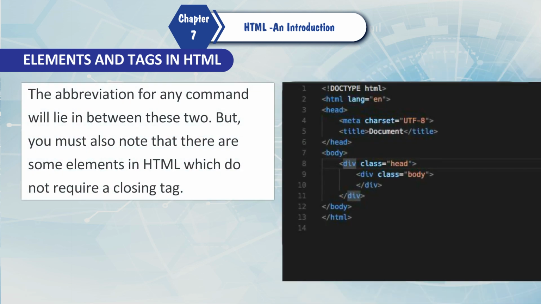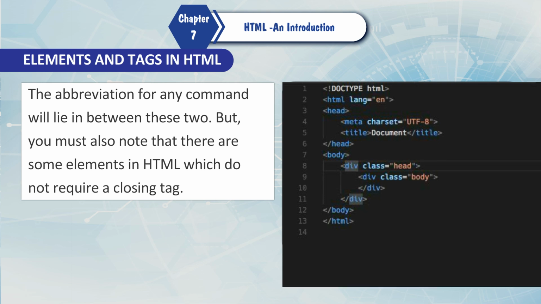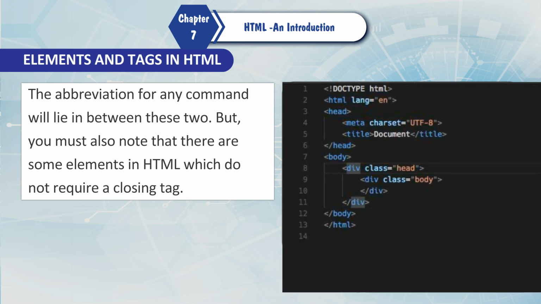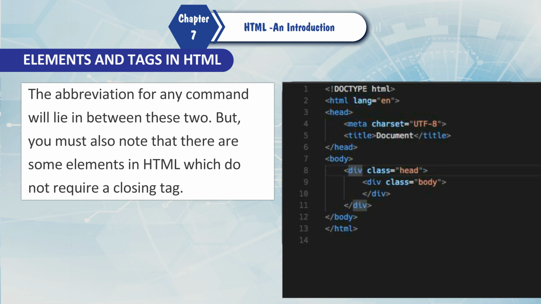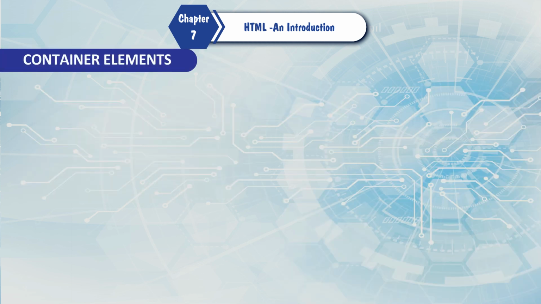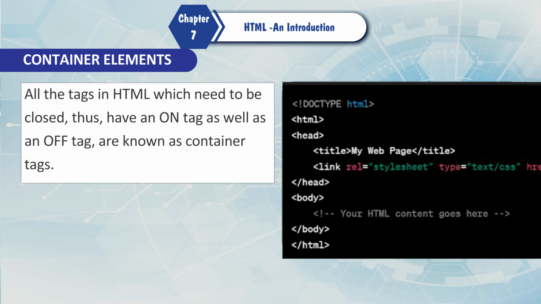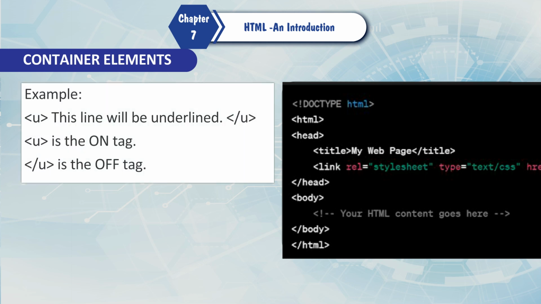The abbreviation for any command will lie in between these two, but you must also note that there are some elements in HTML which do not require a closing tag. Container elements. All the tags in HTML which need to be closed, thus have an on tag as well as an off tag, are known as container tags. Example: <u>this line will be underlined</u>. <u> is the on tag. </u> is the off tag.